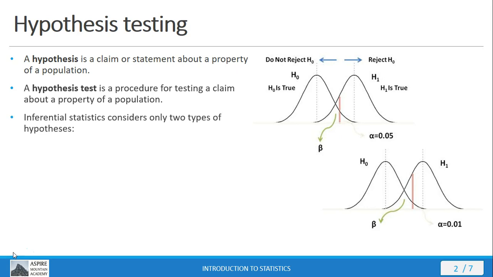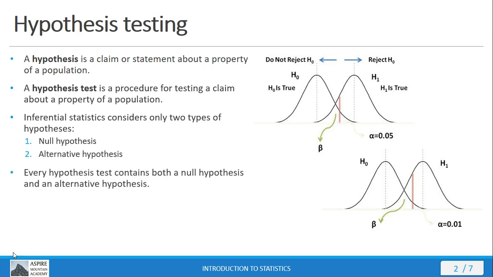Now here in inferential statistics, which is what we're into right now, we're actually taking characteristics of a sample and using that to identify characteristics of a population. So in inferential statistics, we're only going to have two types of hypotheses. The first is the null hypothesis, and the second is the alternative hypothesis. So every hypothesis test that we have is going to have both a null hypothesis and an alternative hypothesis. You're always going to have these two. You're never going to have any others, and you're never going to have just one. It's always going to be both of them.